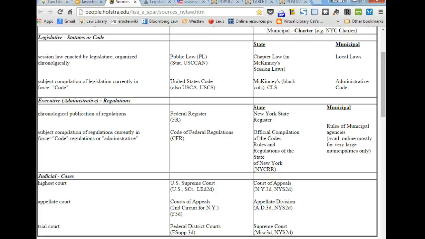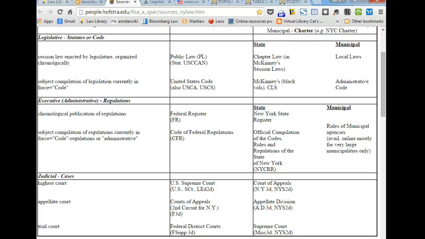Lawyers in New York have come to refer to the New York Code, where they look for the laws that are passed by the legislature, they just refer to it as McKinney's. It's just known as shorthand as McKinney's. The full name is McKinney's Consolidated Laws of New York Annotated. God, no one's going to say all that, right? They're just going to say McKinney's.